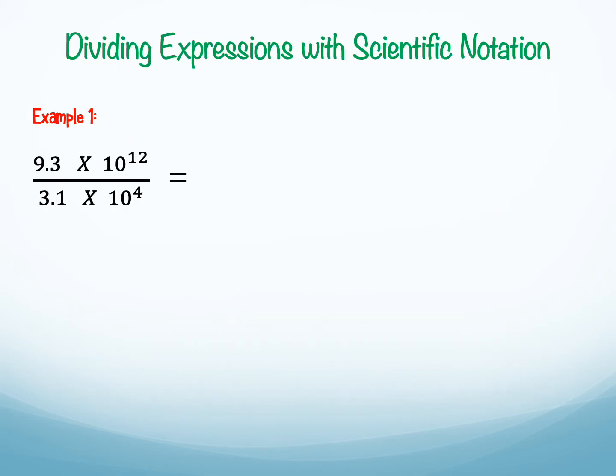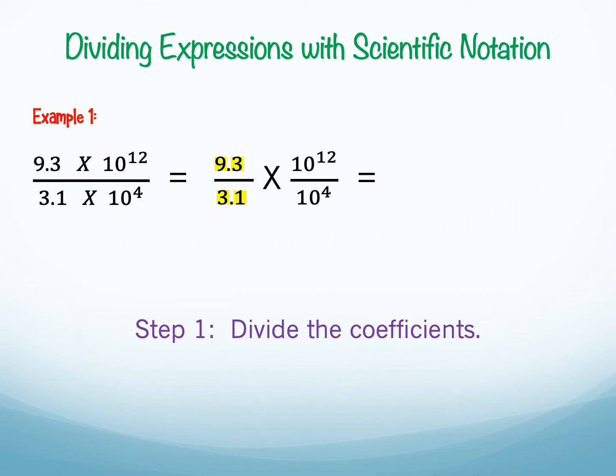Now that we've looked at multiplying expressions with scientific notation, we can look at division of expressions with scientific notation. We remember that multiplication and division are related, and so we'll find that their steps for being solved are also related in solving scientific notation problems. To start with, we're going to divide the coefficients. 9.3 divided by 3.1 is 3.